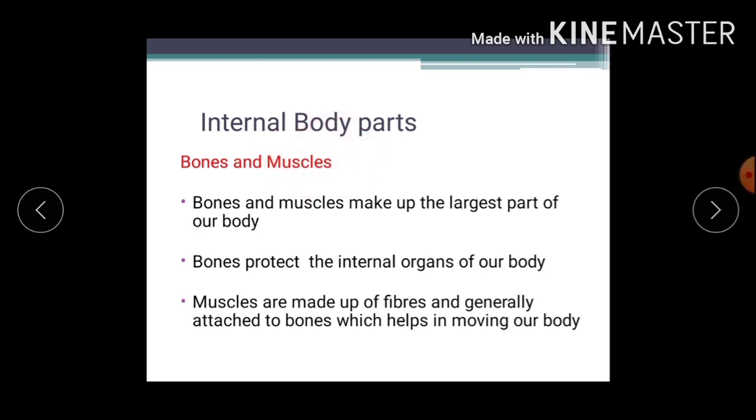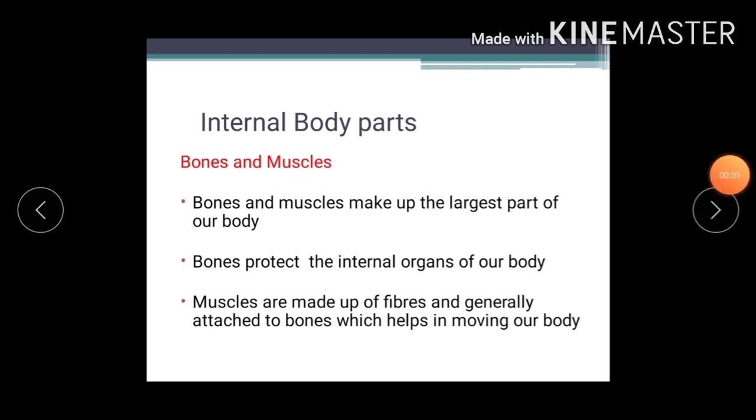All our bones are covered with muscles. These muscles are then covered by our skin. Our bones cannot move on their own. They are covered with muscles which help them to move. Your body bones cannot move without the muscles. Hope you understand this.